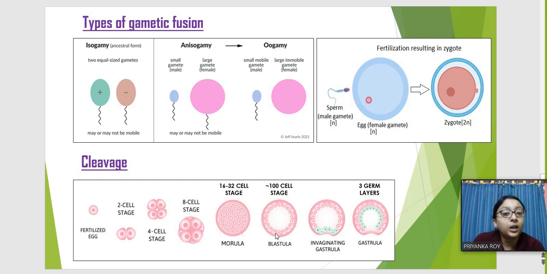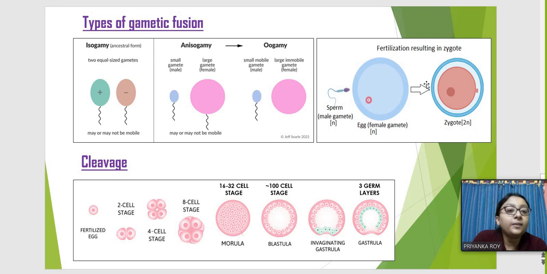Moving on to the part where a little bit of developmental biology is involved: what are gametes? Gametes are basically the egg and the sperm, the female reproductive unit, the egg, and the male reproductive unit, the sperm, and when they fuse together they form a zygote. It forms the first diploid cell of an organism, and it is called a zygote, 2N.